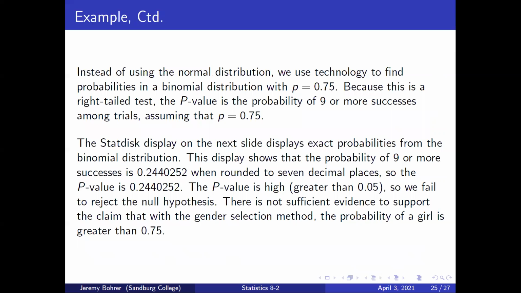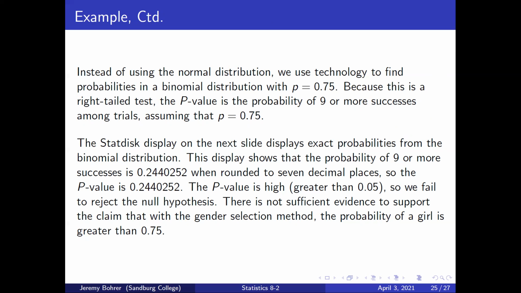Instead of using the normal distribution, we use technology to find probabilities in a binomial distribution with p equals 0.75. Because this is a right-tailed test, the p-value is the probability of 9 or more successes among 10 trials, assuming that p equals 0.75. The Statdisk display on the next slide displays exact probabilities from the binomial distribution.